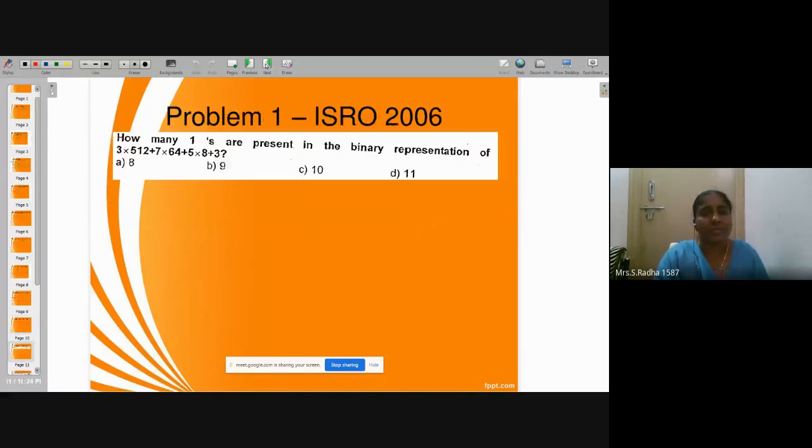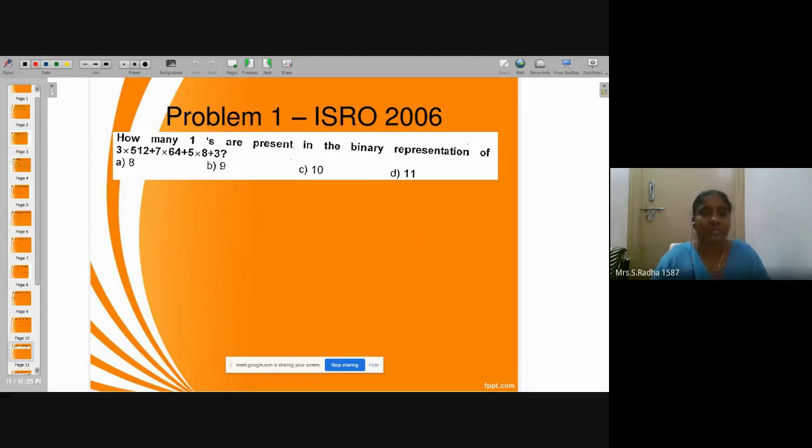These things we have done as a recall. Now we will start with the problems. How many ones are present in the binary representation of the given number? Go through the question, and carefully see the calculation that is done here.